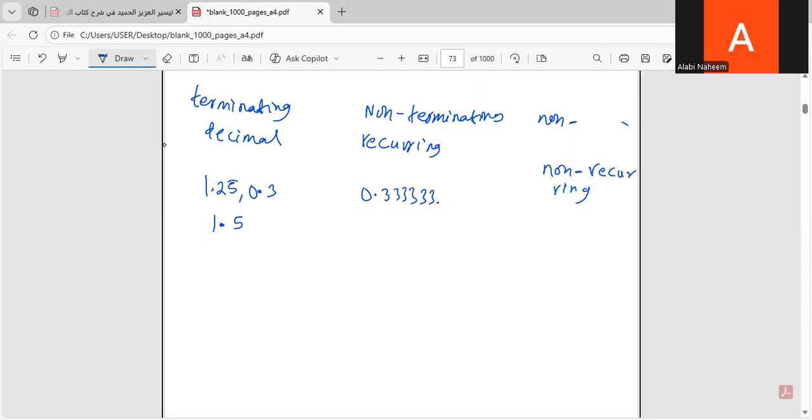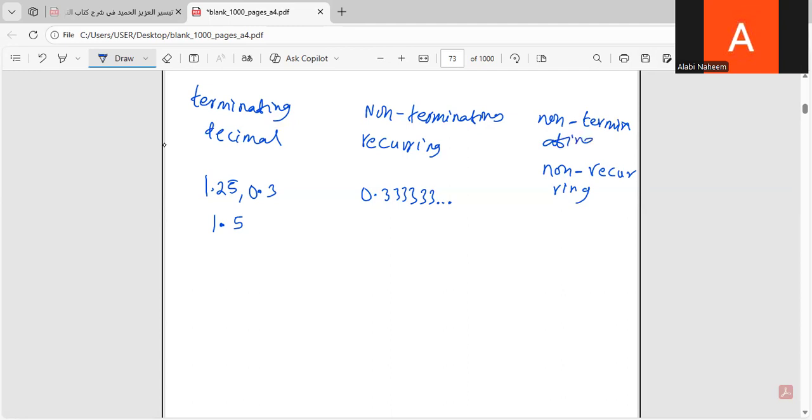For example, 0.33333. So this decimal results from what? 1 over 3. This 3 is unending. It repeats like that to infinity. So for that reason, it is non-terminating, it is endless. And it's also recurring. You can see 3 is repeating itself.